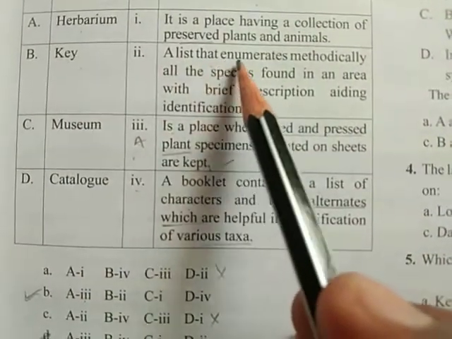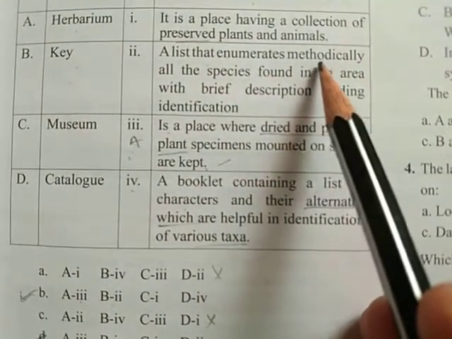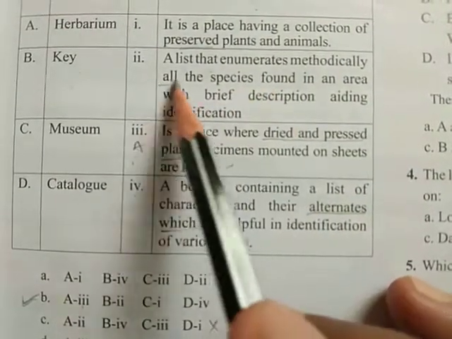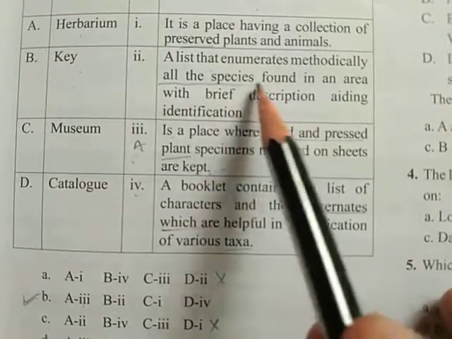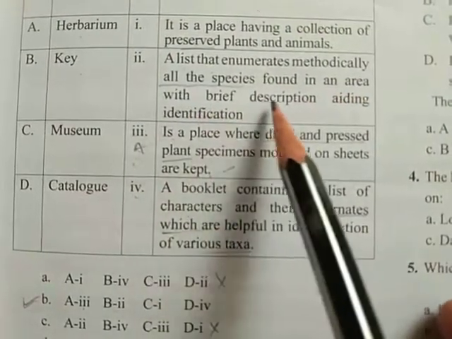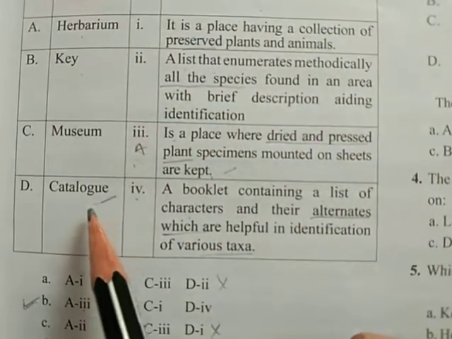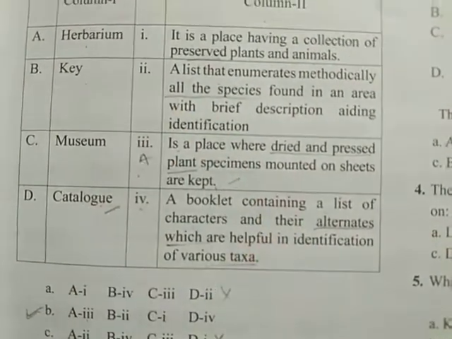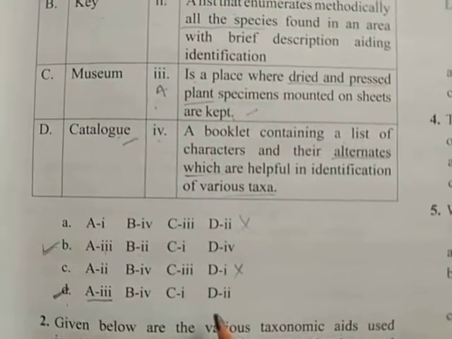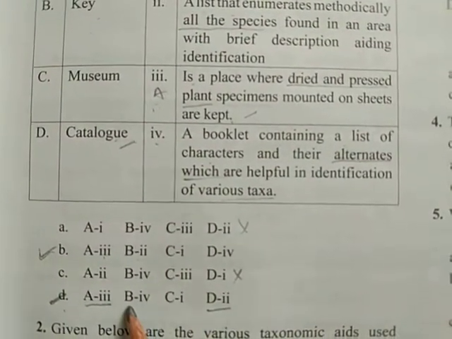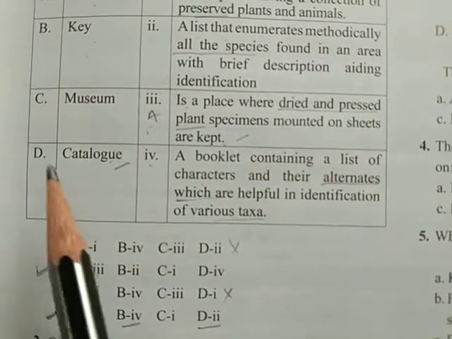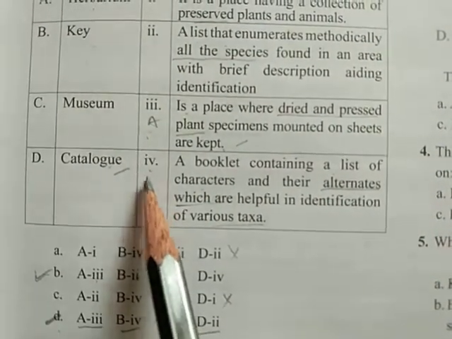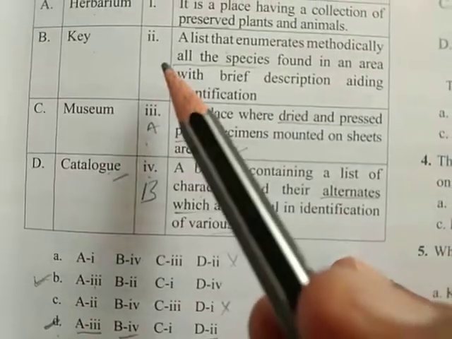B2, list that enumerates methodically all species, is not given. All the species found in an area with brief description, that is actually the catalog of that area. Catalog you can consider. D2 is right. So here you can observe in the options D2 is here, and B4 is right. So this is the B here.